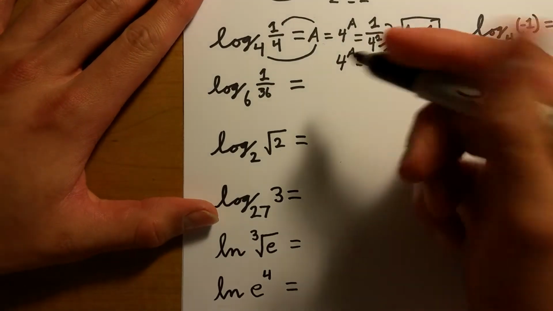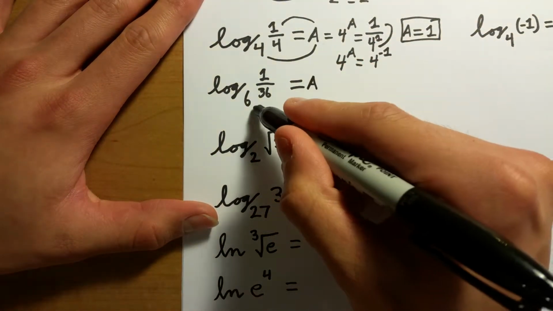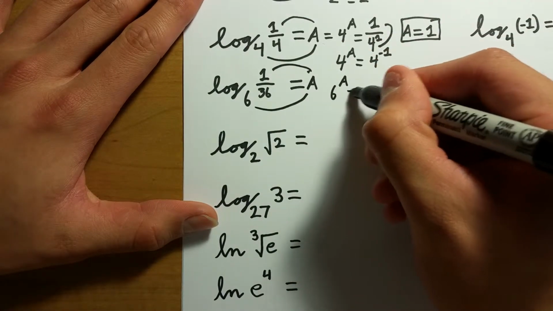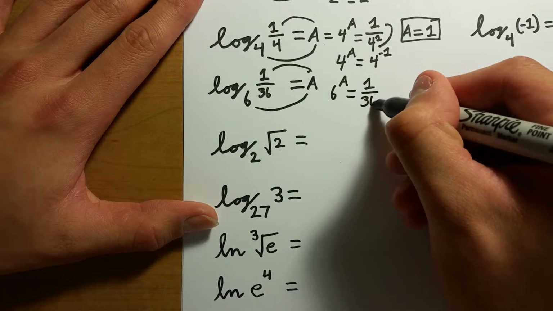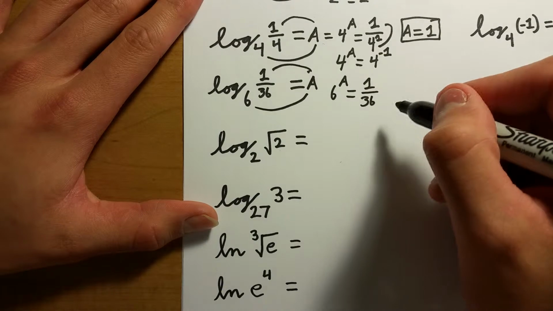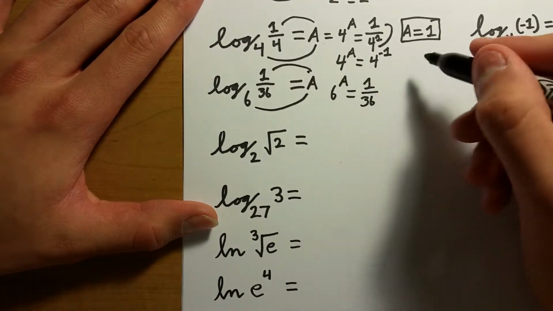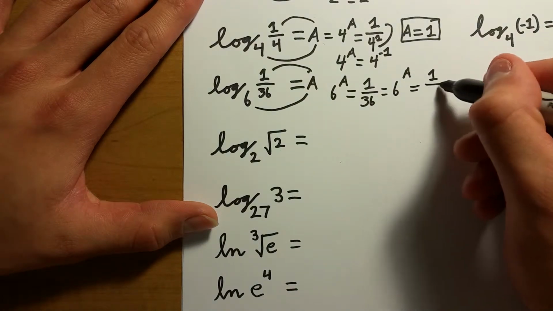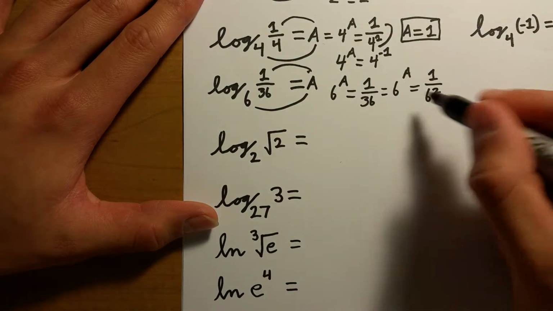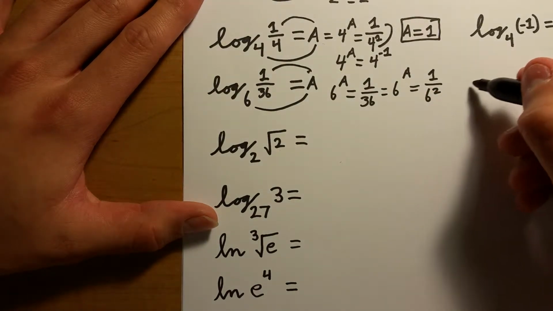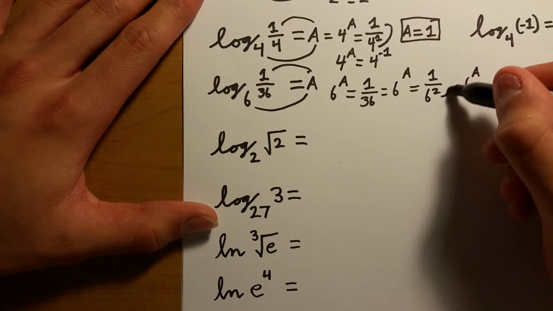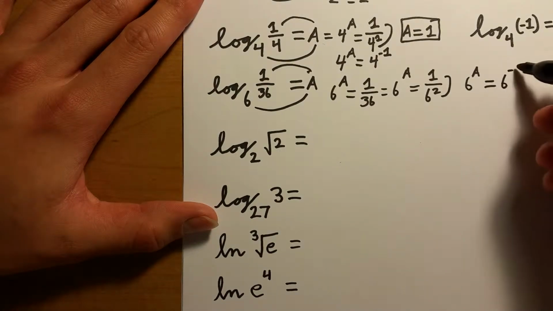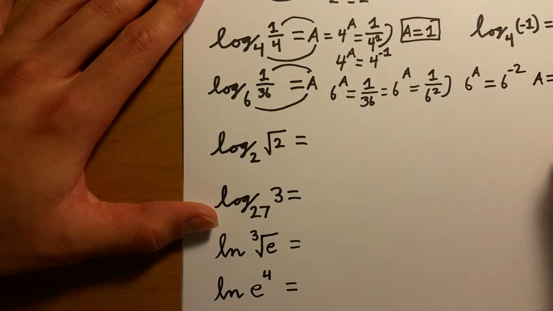And then you use the same application on this problem right here. So equals a, 6 to the power of a equals 1 over 36. This 36 technically has a 1, but you want to change the base. So you can rewrite it as 6^a is equal to 1 over 6 to the power of 2, since 6 squared is equal to 36. Then you can rewrite it as 6^a. Remember, if you flip the fraction, the exponent is going to be negative. So it's going to be 6 to the power of negative 2, and your answer is going to be negative 2.